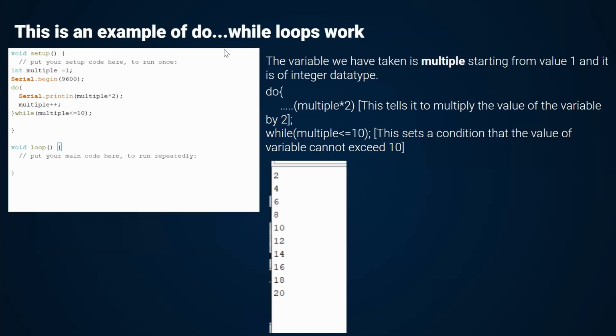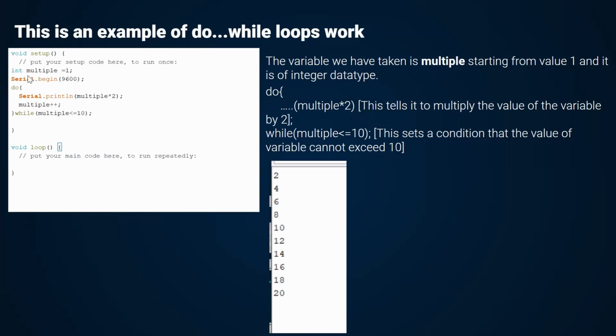So next is the do while loop. The do while loop is just an advanced version of the while loop. Here it states the action based on the condition. So we have taken the integer variable. A do while loop executes the loop at least once; it runs it before checking the condition.